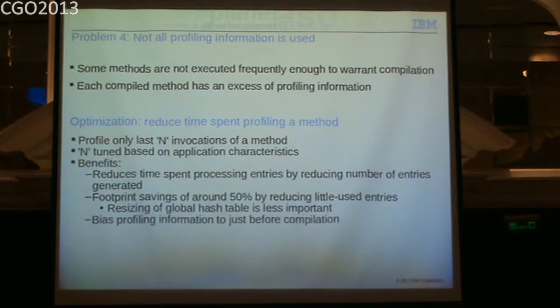This reduced time spent processing entries by reducing the number of entries, and as well we were able to improve the footprint savings of our hash table by nearly 50% by eliminating little used entries. For those worried about resizing, this also reduces the need to resize. And finally, this also biases the profiling information to just before compilation, and hopefully you're doing compilation closer to a steady state.